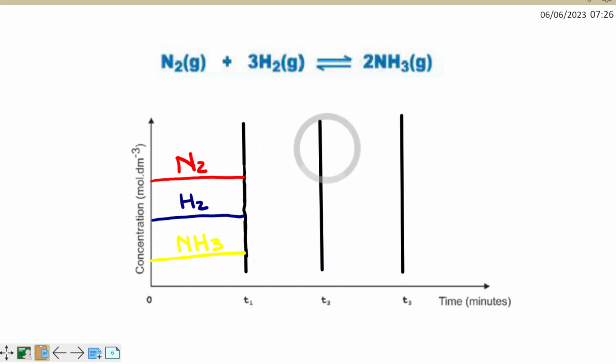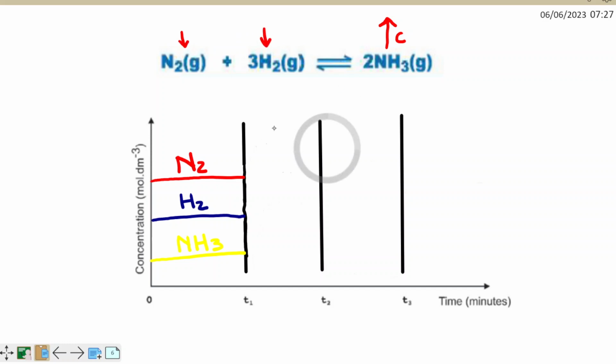So this is the graph now. We have N2 represented by the red graph, H2 represented by the blue graph, and NH3 represented by the yellow graph. We said pressure is being increased in this situation, and what is the rule? When you increase the pressure, you are favoring the side with fewer moles. In other words, the concentration of this one increases, so the concentration of this side will decrease.